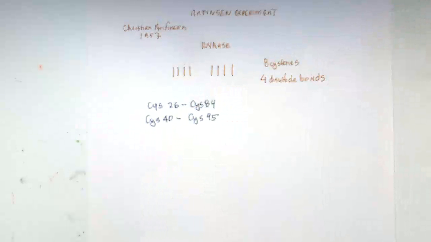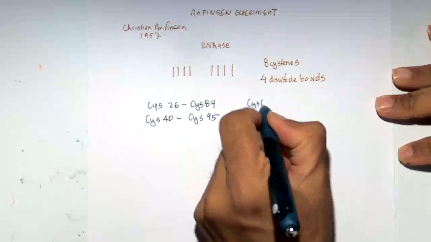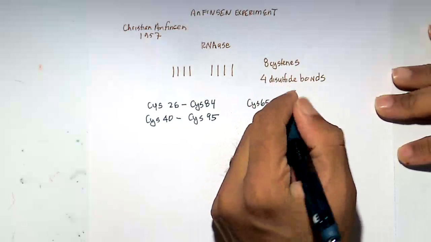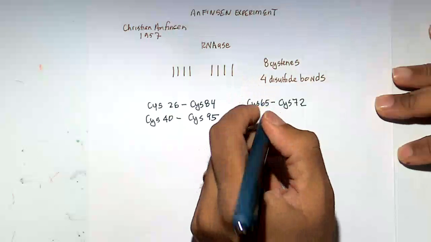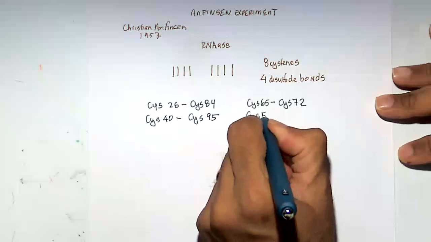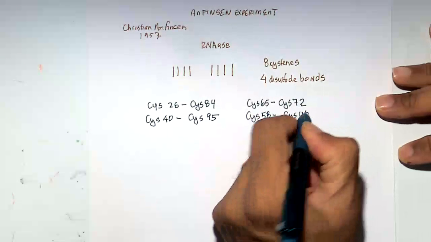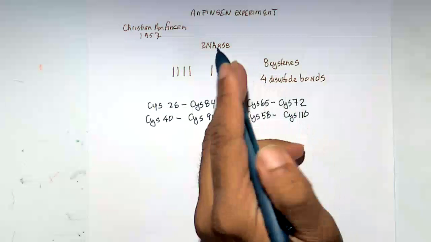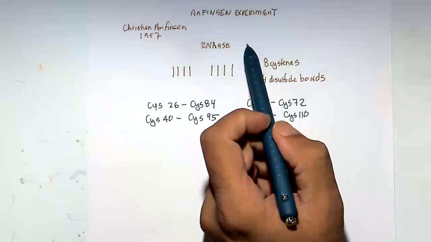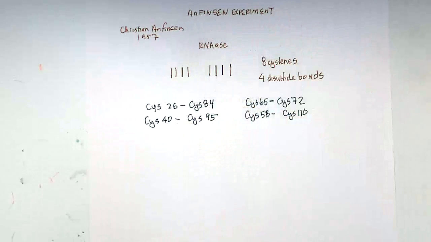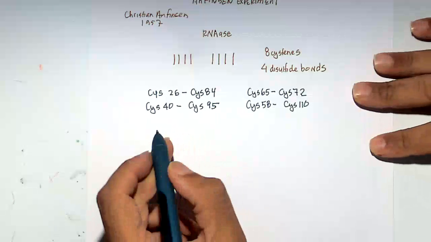Okay, we have cysteine 65 in the primary amino acid sequence, disulfide bonded to cysteine 72. And then we have cysteine 58 forming a disulfide bond with cysteine 110 in the primary amino acid sequence. And this is about, I want to say, 150 or so amino acid proteins, 150, 160. Right, so this is the correct disulfide bonding arrangement.